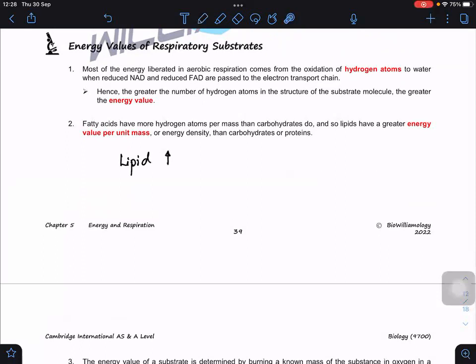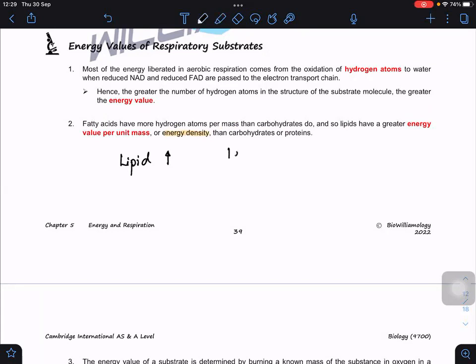Most of the energy liberated in aerobic respiration comes from the oxidation of hydrogen atoms. Remember, we remove the hydrogen atoms, and the reduced coenzymes are passed to the electron transport chain. We oxidize hydrogen atoms, or we reduce the oxygen into water. Hence, the greater the number of hydrogen atoms in the structure of the substrate, the higher the energy value. Fatty acids have more hydrogen per mass compared to carbohydrates. Therefore, lipids will have higher energy value per unit mass, or what we call energy density.